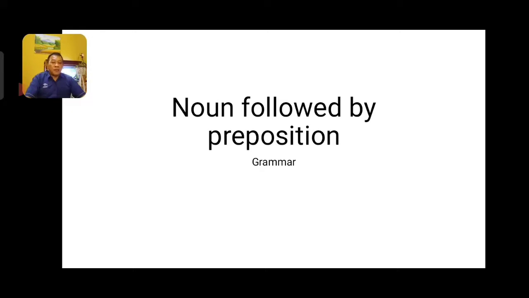Interestingly, before using those prepositions in a sentence, we have to be fully aware of certain words, that is nouns, that come before them. In short, certain nouns should be followed by certain prepositions. How does it look?